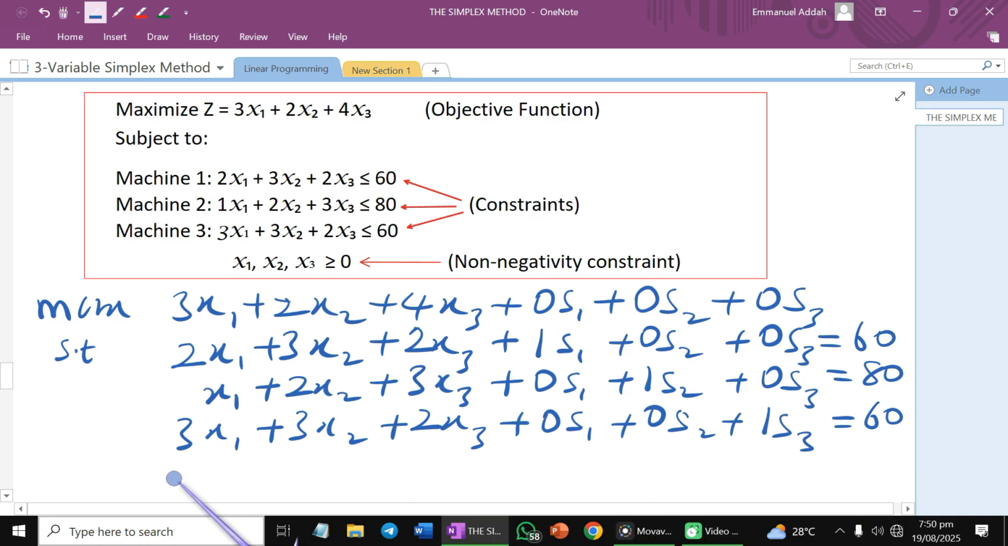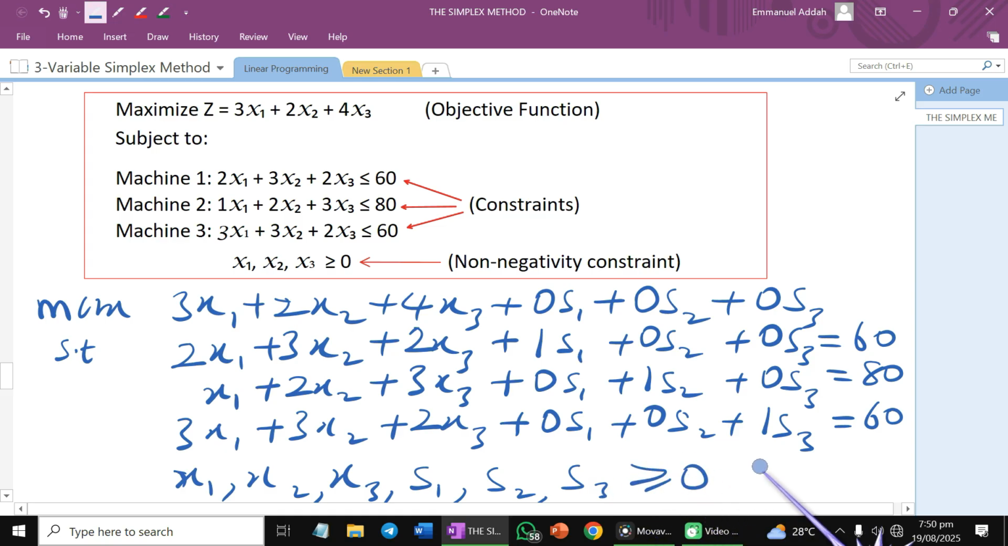Then we have also that x1, x2, x3, s1, s2, s3, all greater than or equal to 0. With this, we have represented our LP problem in standard form.